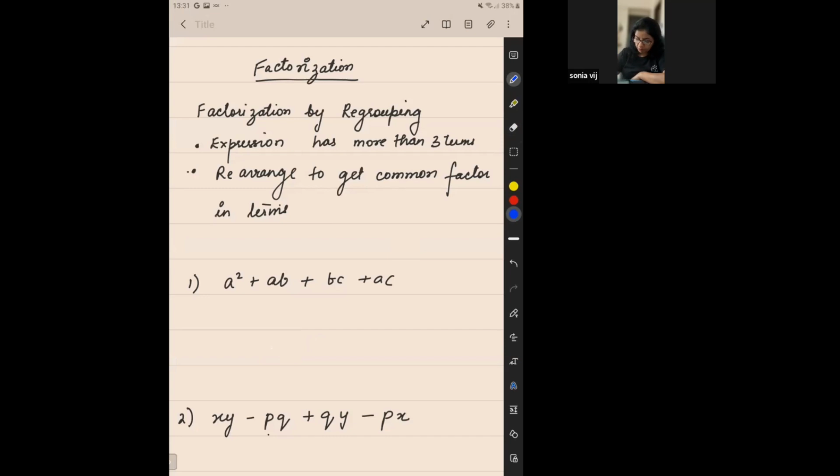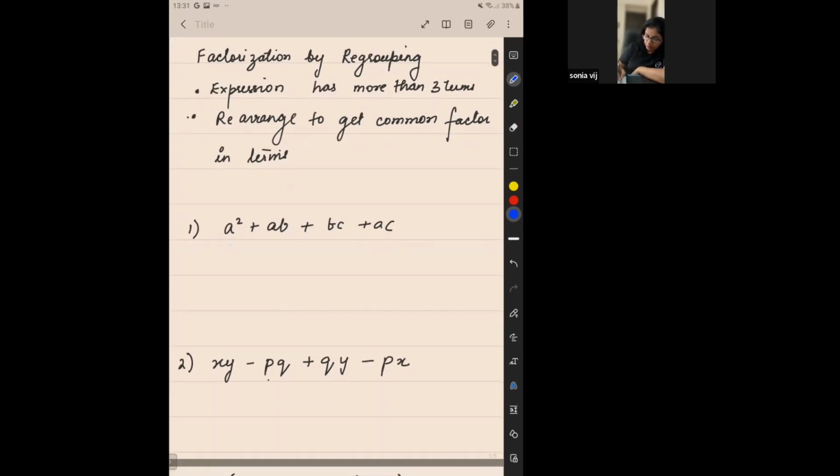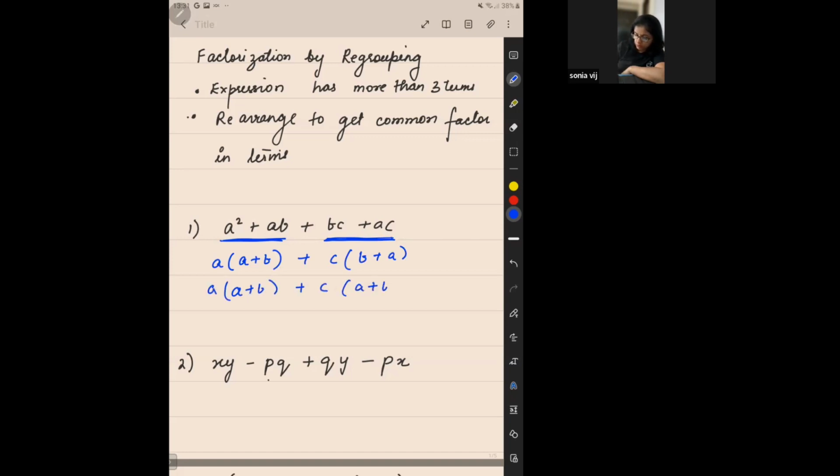Let's see this example. In the first example, you can see there is a common a between the first and the second term. Same way, in the second, third, and the fourth term, there is a common c. So we take out a here, it becomes a plus b. We take out c here, and it becomes b plus a. Now, by commutative property, we know that a plus b is the same as b plus a. So we can write it as a(a plus b) plus c(a plus b).